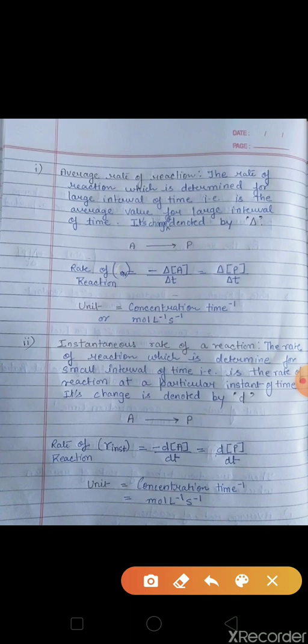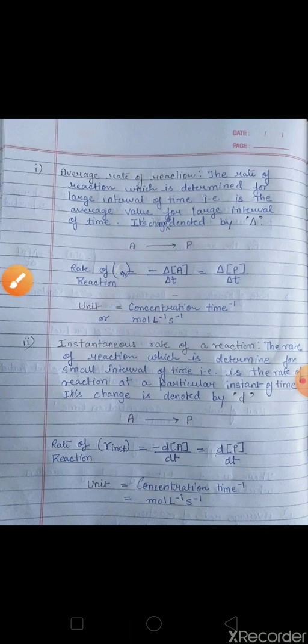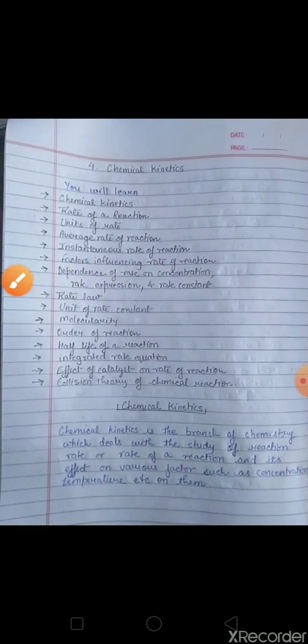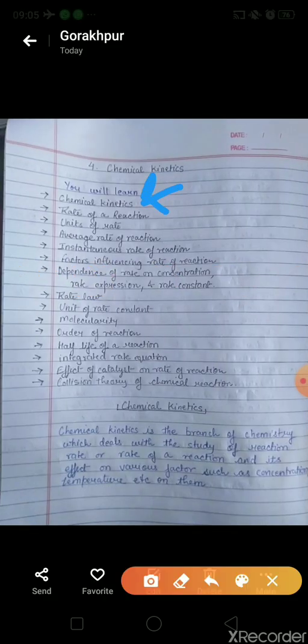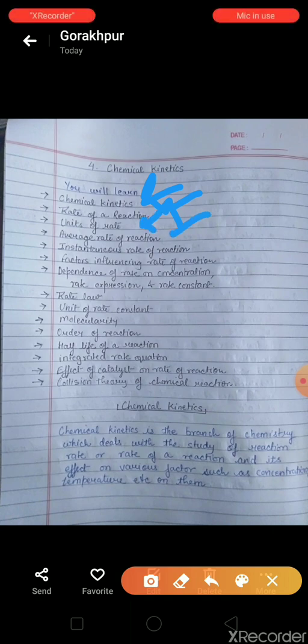So students, today we have discussed what chemical kinetics is. It is simply the branch of chemistry which deals with the study of reaction rate or rate of a reaction. What is rate of reaction? It is simply the change in concentration of reactant or product per unit time. What is the unit of rate? It is mole liter inverse second inverse. What is average rate of a reaction? It is the rate of reaction determined over a large interval of time. What is instantaneous rate of reaction? It is the rate of reaction determined over a small interval of time. So this is all about today's lecture.